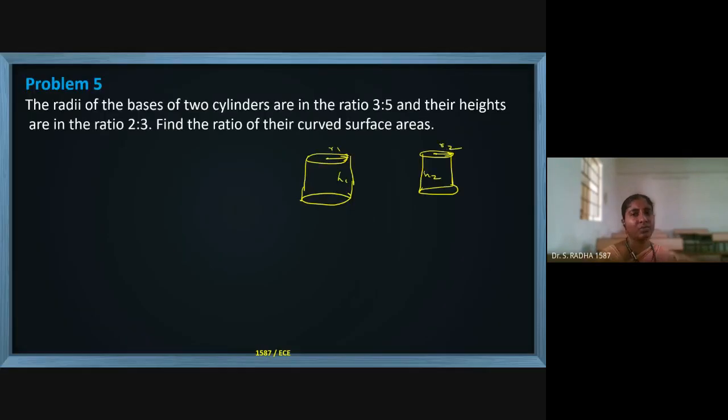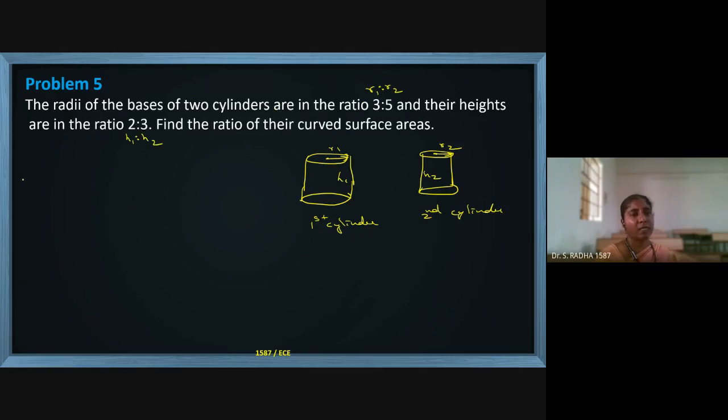R2. Okay, first cylinder, and this is second cylinder. They are giving the ratios R1 is to R2 as 3 is to 5, and heights H1 is to H2 as 2 is to 3. Find the ratio of their curved surfaces.